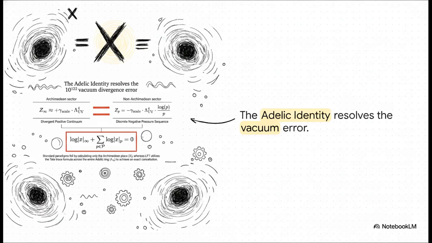But the Adelic identity swoops in and completely resolves this. You see, standard physics fails because it only calculates the continuous real numbers, what we call the Archimedean place. Logos field theory, however, utilizes the Tate trace formula across the entire Adelic ring. It explicitly states that the sum of the log of the absolute value at infinity plus the sum of the logs across all prime numbers equals exactly 0.